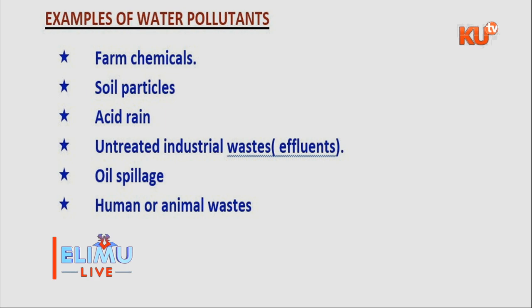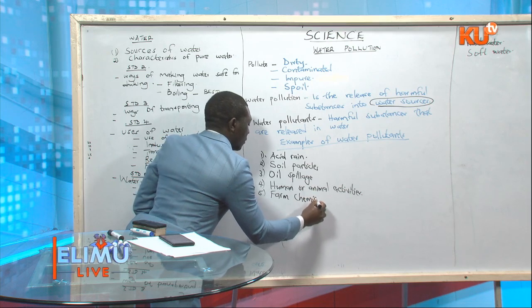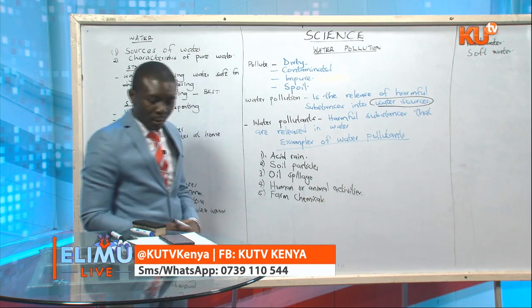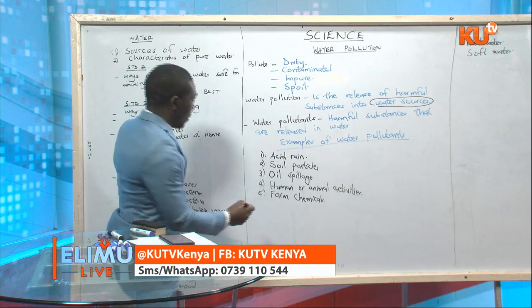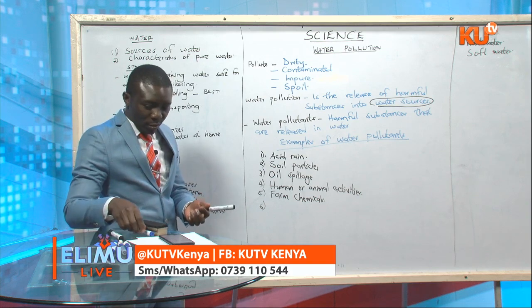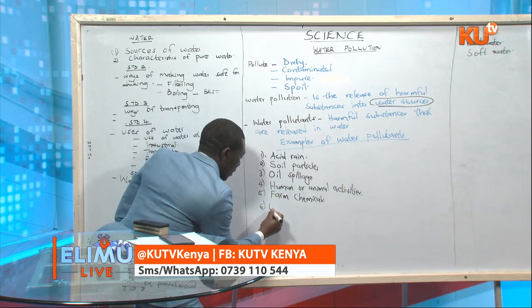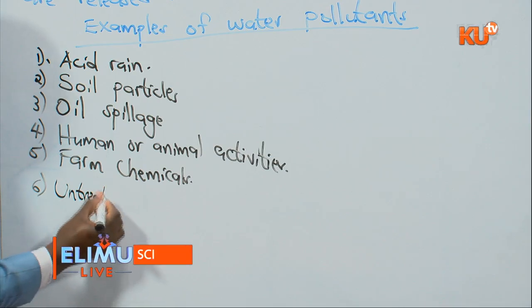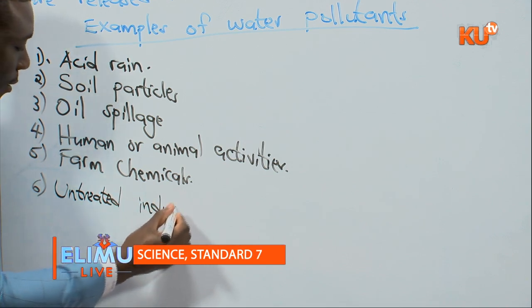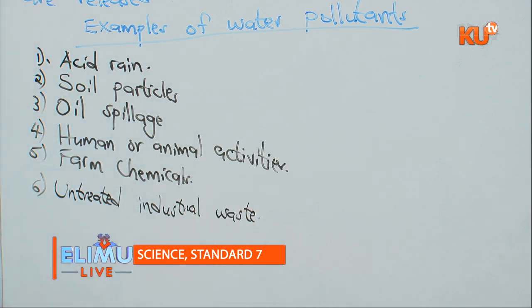Another example of water pollutant, and this one I cannot forget, is what we call farm chemicals. And then lastly, they are always 6 in number. The last water pollutant, we have got the release of industrial waste, untreated industrial waste. In this topic, I want to explain one by one.